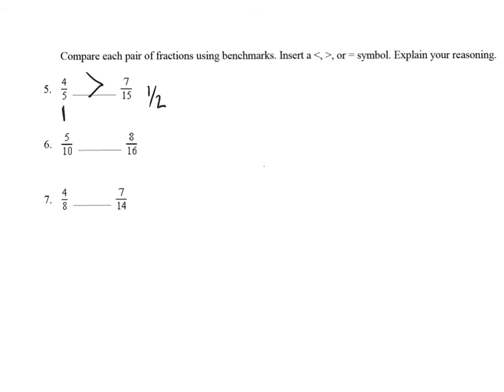greater than 7/15. Then number 6, we have 5/10, which we know is exactly a half, 8/16, which is also a half, so these are equivalent. Then we have 4/8, which is exactly a half, and 7/14, which is exactly a half, so these are also equivalent.